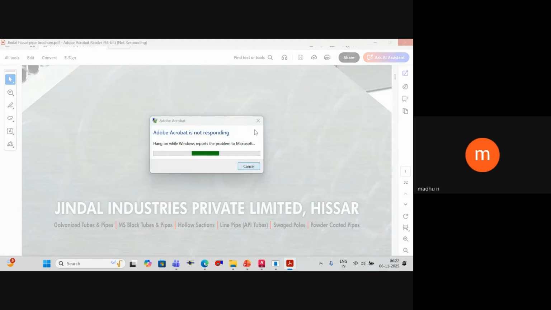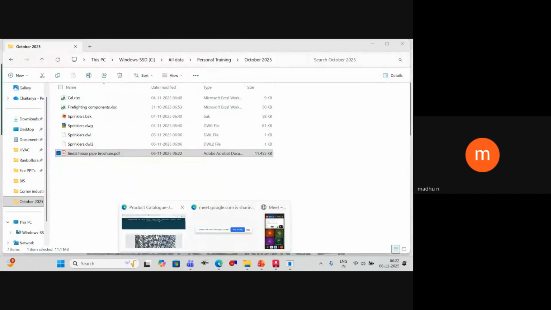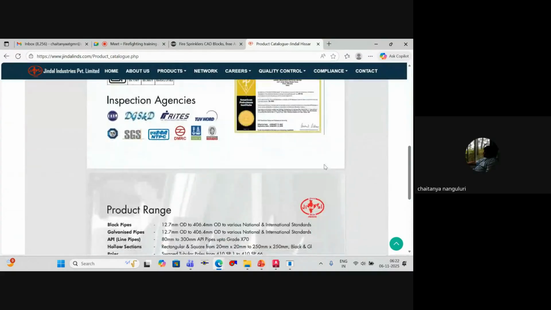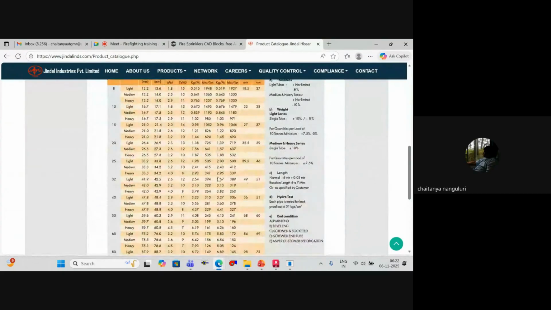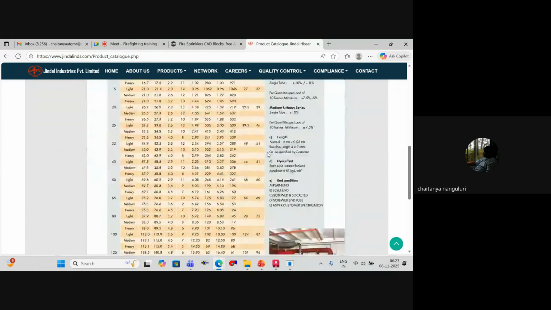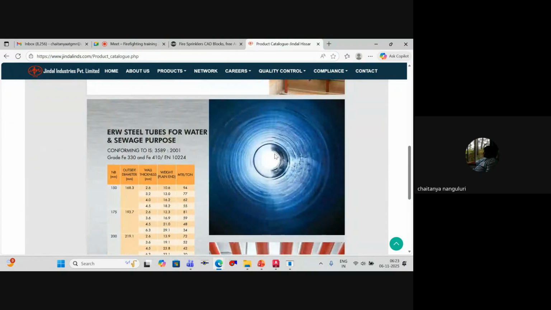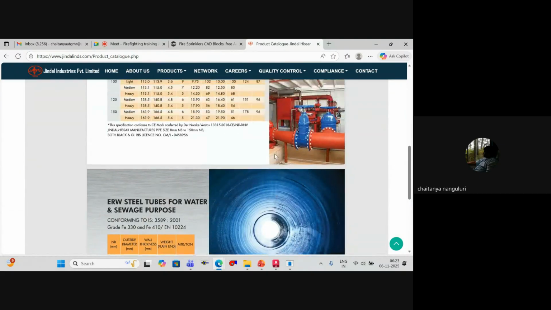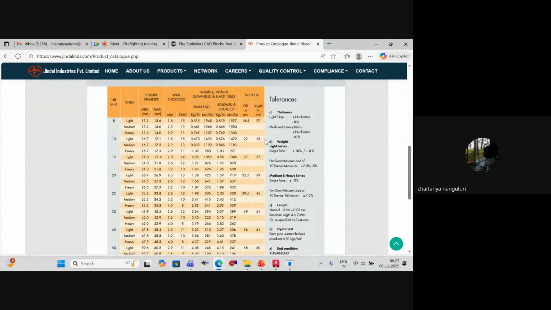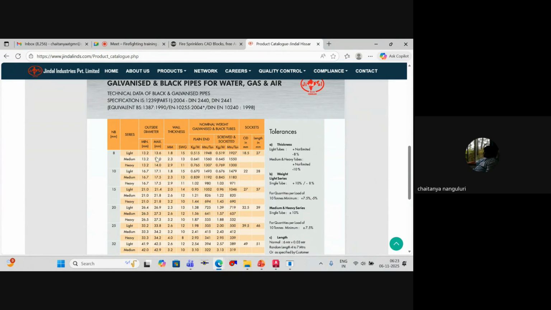Chaitanya, it's okay, you continue the calculation. Anyway, we'll also try to get it from somebody. For us to calculate, we have to go through the process, that's the reason we require this data. The galvanized pipes, black pipes and GI pipes are what we use anyway. If you see this, black pipes and GI pipes, you can see this particular one.